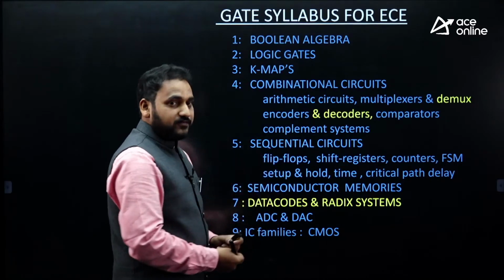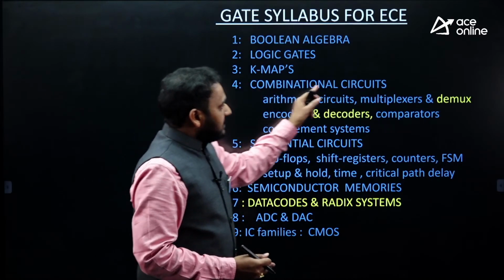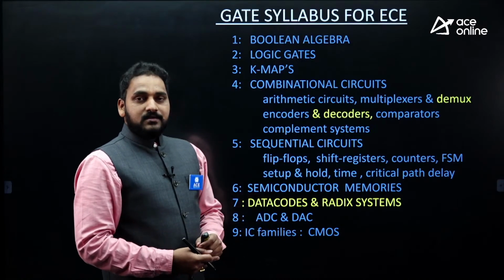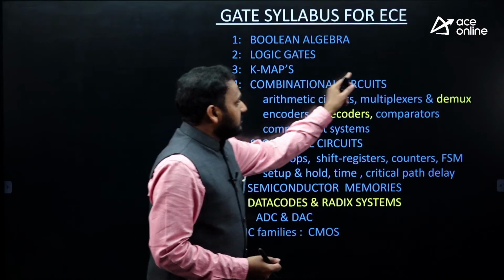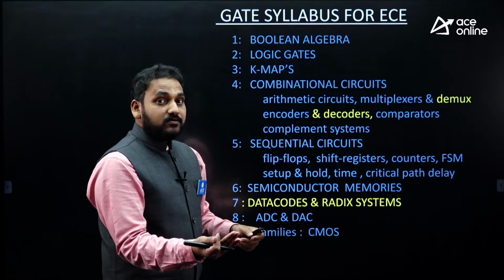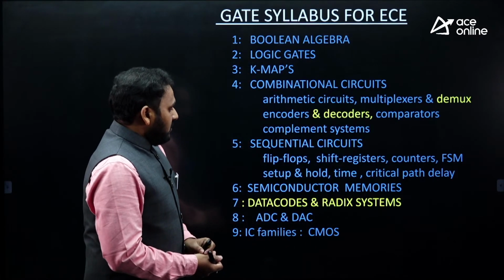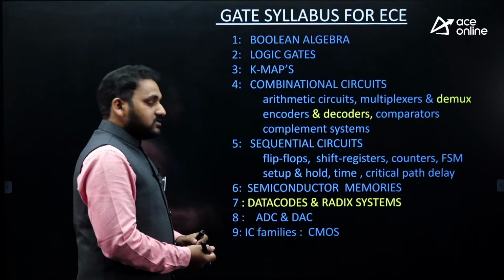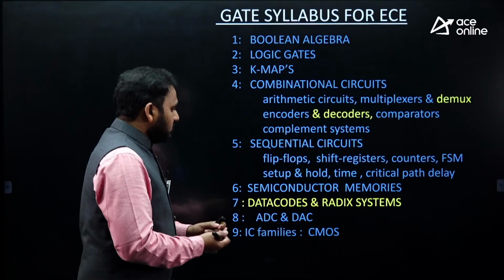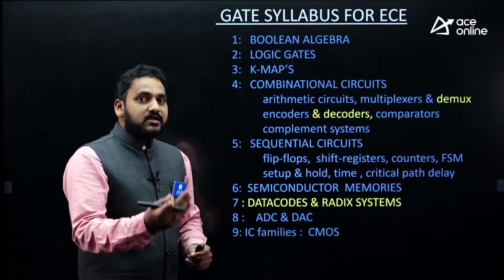In your old syllabus also, you can see there are some changes. They made some changes, of course, but almost everything remains the same. They did not change anything in this particular area, but questions are found from decoders, demultiplexers, and data codes and radix systems. This is quite common, right? Data codes such as Gray code and BCD.